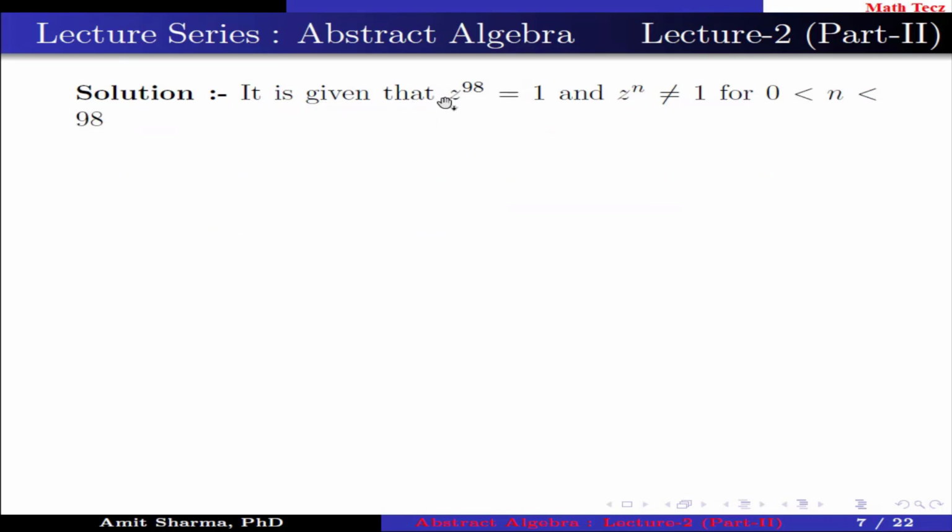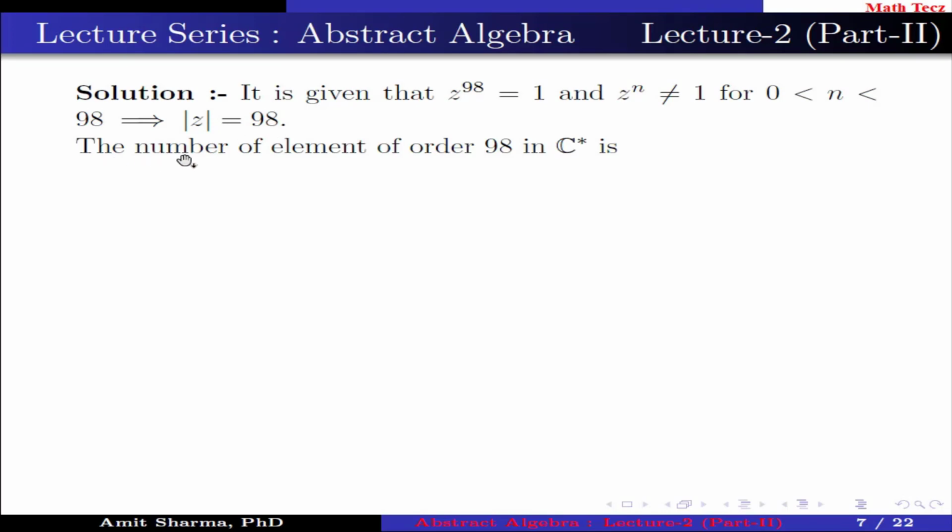It is given that Z raised to the power 98 equal to 1 and Z raised to the power n not equal to 1 for 0 less than n less than 98 implies order of Z is 98. The number of elements of order 98 in C star is phi of 98, which can be further written as phi of 7 square into 2, which can be further written as phi of 7 square into phi of 2, which is equal to 42 into 1 equal to 42.